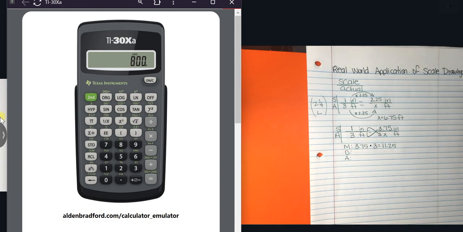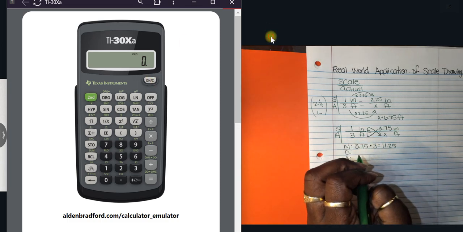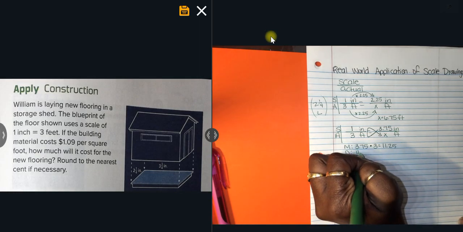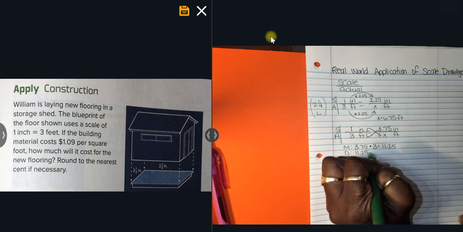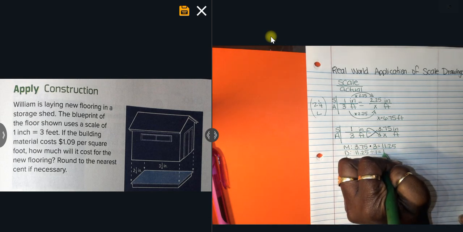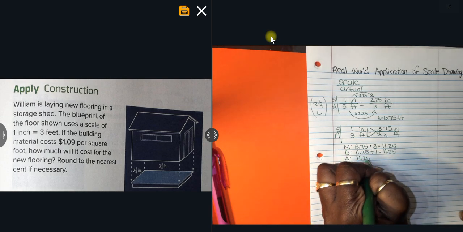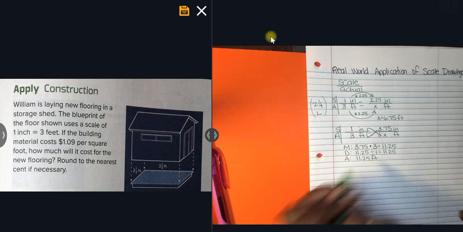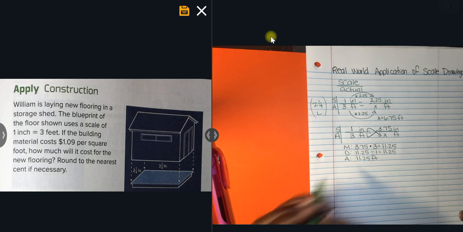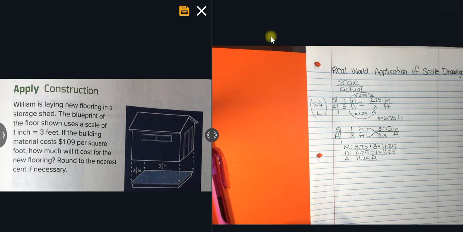If you just needed to check my math, remember, you can plug it in: 3.75 times 3 gives me 11.25. And then I'm going to divide. So 11.25 divided by 1 gives me 11.25. And so my answer then is 11.25 feet for X. Okay, so now we have the actual dimensions.